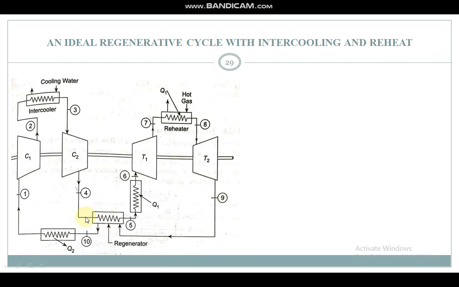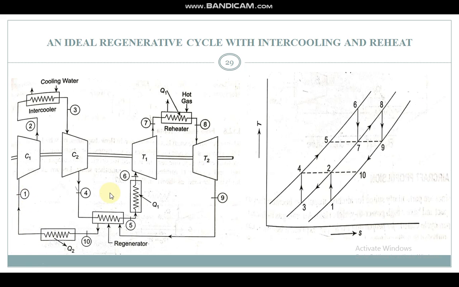And using the regeneration, and after the heat rejection in the second heat exchanger, in a closed cycle, the temperature is brought back to the initial temperature and the cycle goes on. The corresponding TS diagram is like this. The 1 to 2 compression, 2 to 3 intercooling, 3 to 4 second compression, 4 to 5 to 6 heat addition, 6 to 7 first turbine, 7 to 8 reheat, 8 to 9 second turbine.